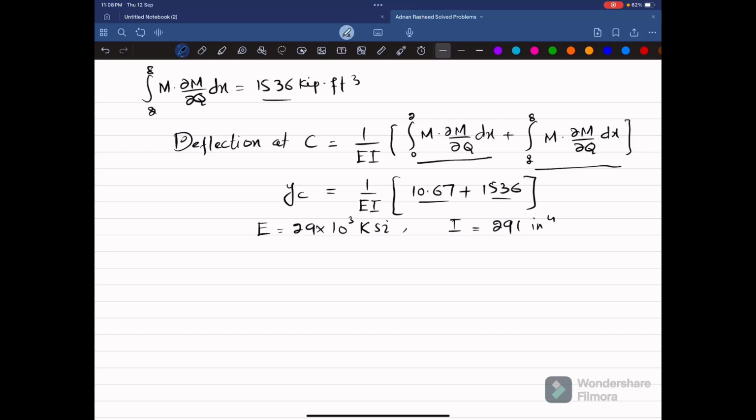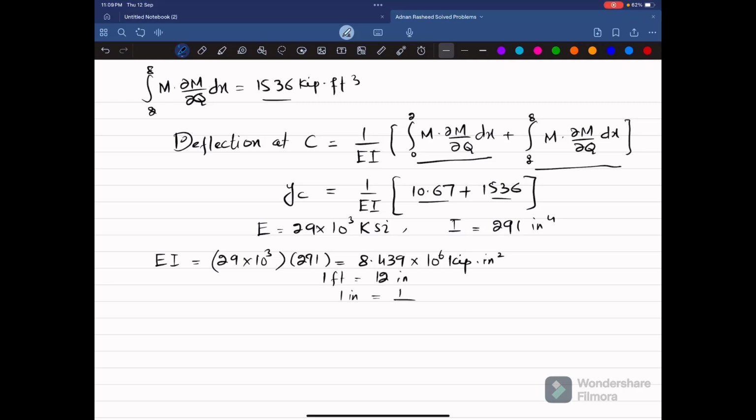Okay, so these two terms have units of kip into cubic feet, and this is inch power 4. So we will find this EI. EI is 29 into 10 raised to power 3 ksi, multiplied with 291 inch power 4. That will give you 8.439 into 10 raised to power 6 kip into inch square. We know that 1 foot is equal to 12 inch, so 1 inch is equal to 1 over 12 feet. So 1 inch square is equal to 1 over 12 square into square feet. Again, we will multiply this 8.439 into 10 raised to power 6 with 1 over 12 square, so you will get the value in 58.604 into 10 raised to power 3 kips into square feet.